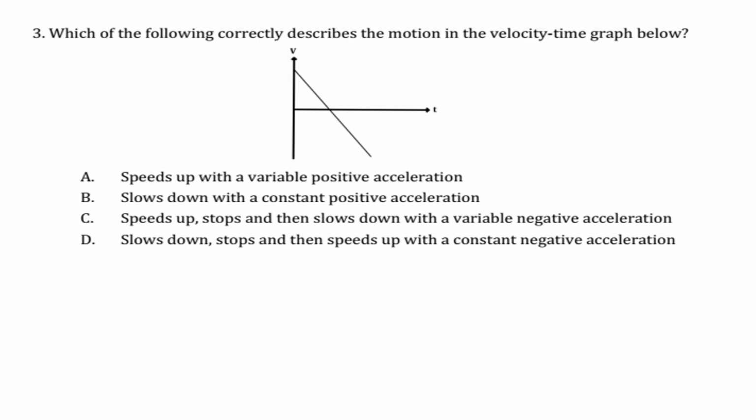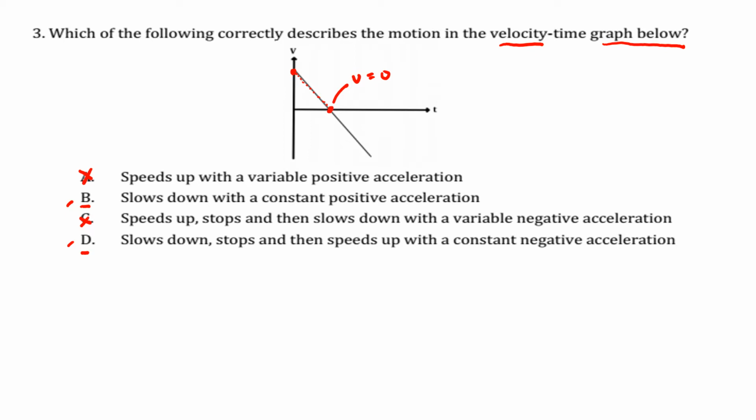Which of the following correctly describes the motion in the velocity-time graph below? So we have here an object with a certain initial velocity, and then the velocity becomes 0 at this point. So at that point, v is equal to 0. If we look at that, it says speeds up, so therefore this cannot be an answer. It slows down, so this is a potential answer. It speeds up, this is also not an answer, because again the velocity actually approaches 0, then slows down. So we're actually left with B and D.